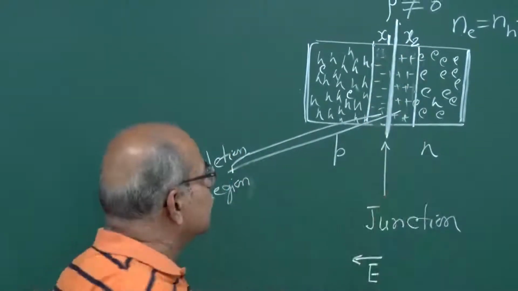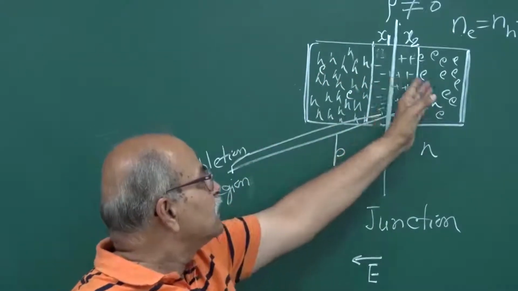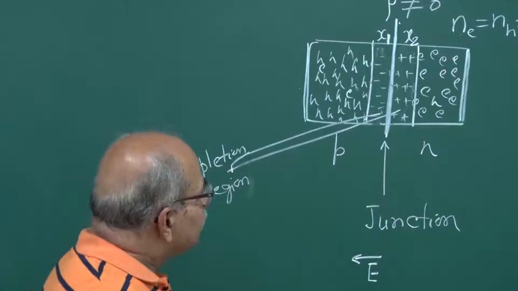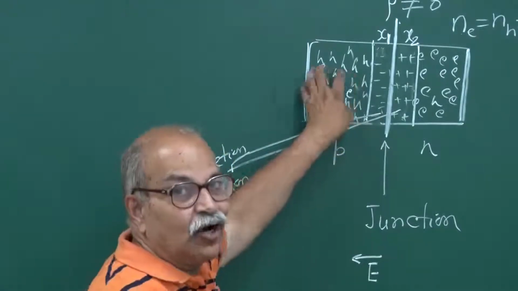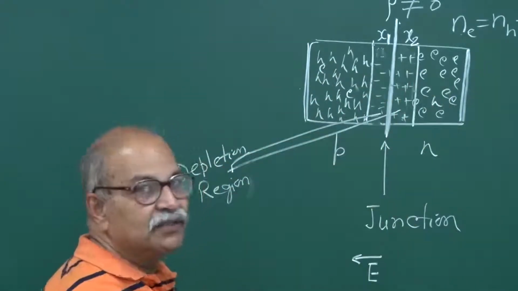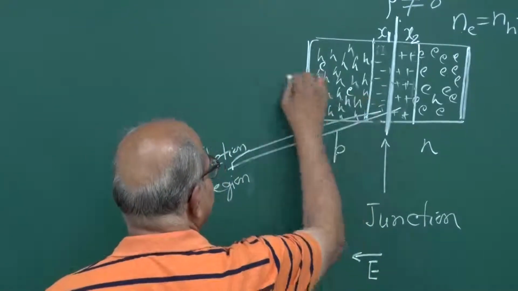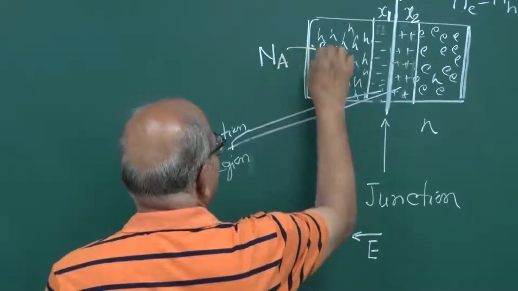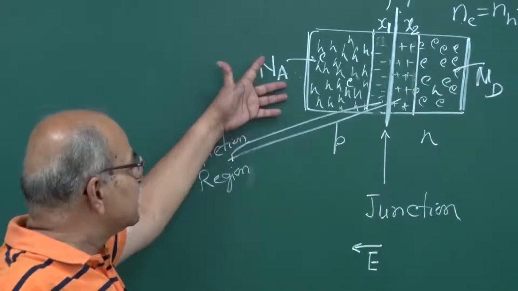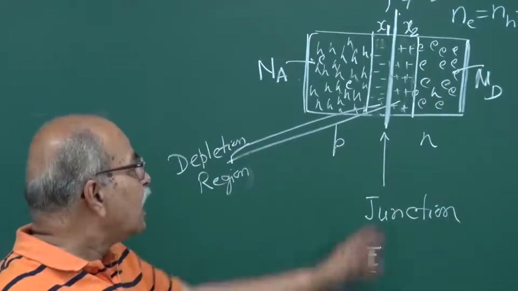So this is the junction line. Then this depletion region extends up to depth x1 on this P side, up to depth x2 on the N side, and these x1, x2 depend on the dopant densities. How many impurities per unit volume you have put here and how many you have put here. So if this is P type, that means you are putting acceptor impurities here, so Na, and here you are putting donor impurities, so Nd.